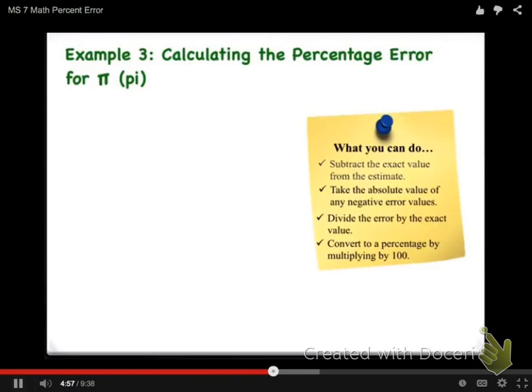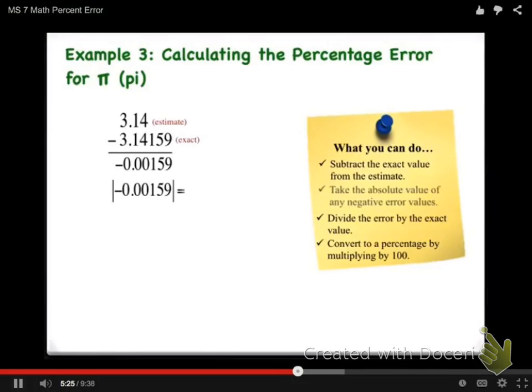First, subtract the exact value from the estimate. Our estimate is 3.14. We will use 3.14159 as an exact value, even though we know the number still continues on. When we subtract these values, we get negative 159 hundred-thousandths. Next, take the absolute value of any negative error values. The absolute value of a negative value is positive 159 hundred-thousandths.